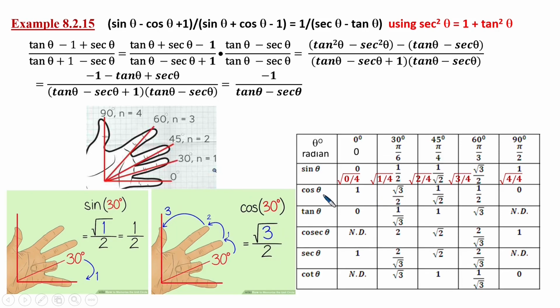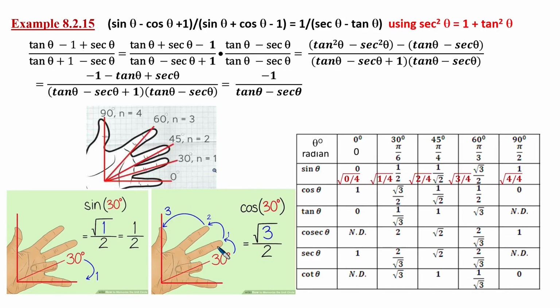So let us do one example. Use this only for sine and cos. Once you have sine and cos, you can get tan. Once you get tan, you can get cot. Once you have sine, you can get cosec. And once you have cos, you have sec, because the inverse of cos is sec. So we only need to know sine and cos.